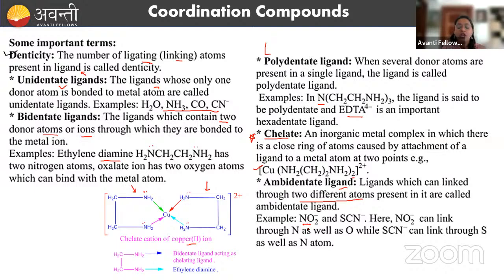For example, NO2. You can see in NO2 nitrogen is also donating, oxygen is also donating. HCN minus. Here what is happening? Sulfur is also donating and nitrogen is also donating. So that's why when a ligand contains 2 different atoms which are donating, then that is known as what?